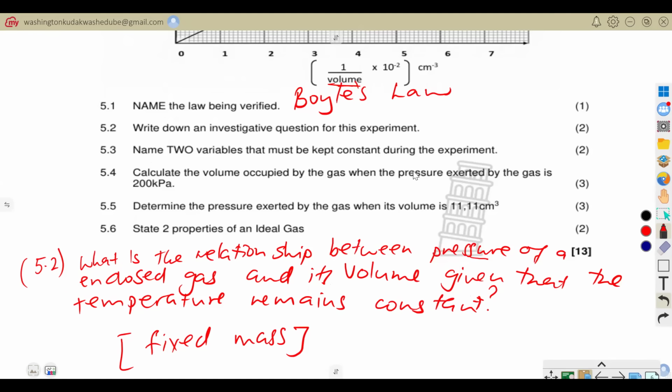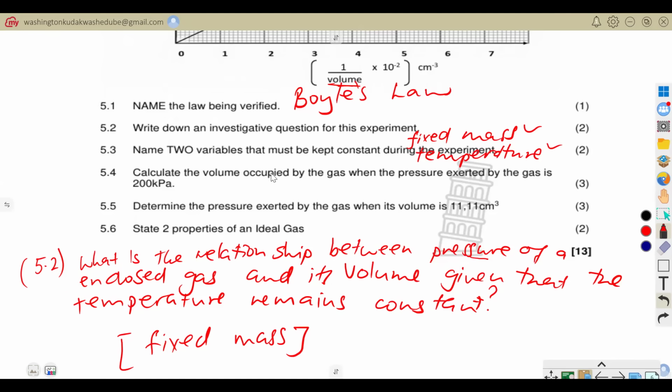Now they are saying name two variables that must be kept constant during this experiment. We have just mentioned that you have to have a fixed mass. And then the temperature as well has to be constant. So the variables would be your fixed mass and your temperature.